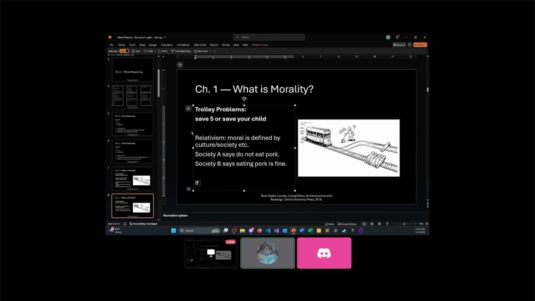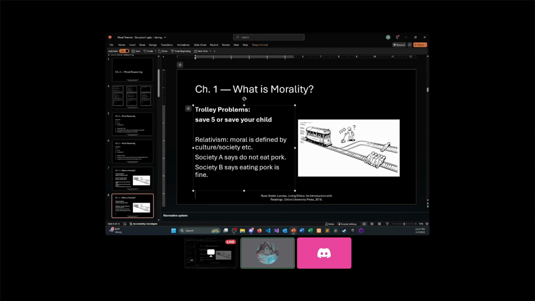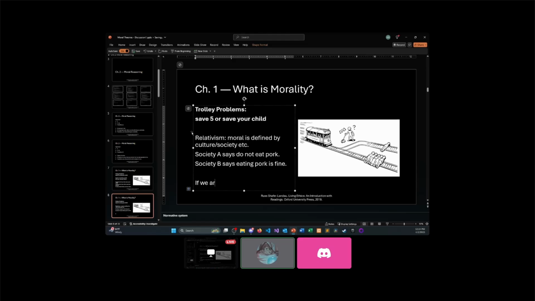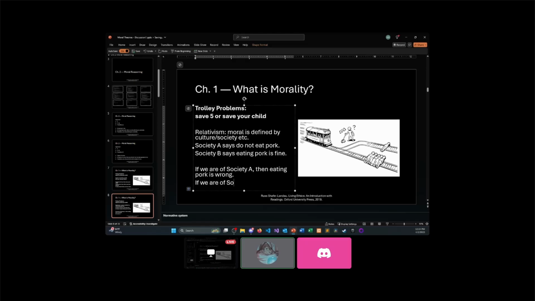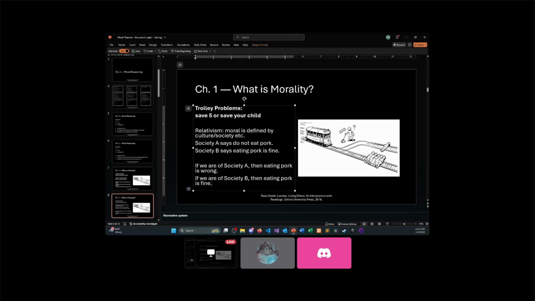So we can say something like, if we are of society A, then eating pork is wrong. If we are of society B, then eating pork is fine. And relativism would say both of those can be true because they're true of different societies. Does that make sense? Relativism is talking about culture and society. Yes.